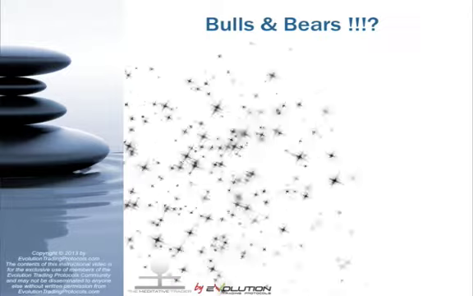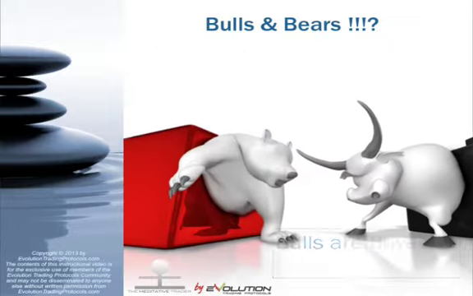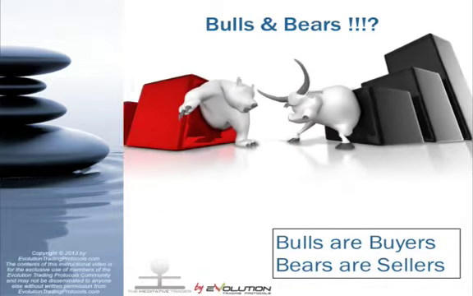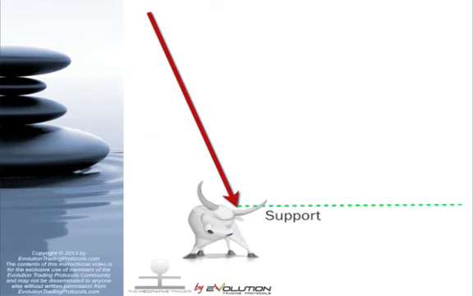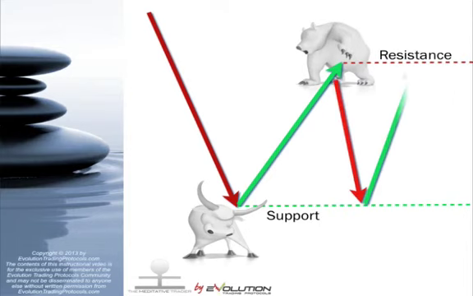Have you heard about bulls and bears? Bulls are the buyers and bears are the sellers. The battle between bulls and bears is what makes the market move. Bulls attack with their horns moving upwards, while bears attack with their paws downwards. That is why buyers are considered bulls and sellers are considered bears.